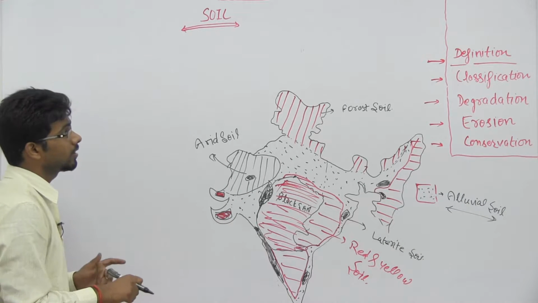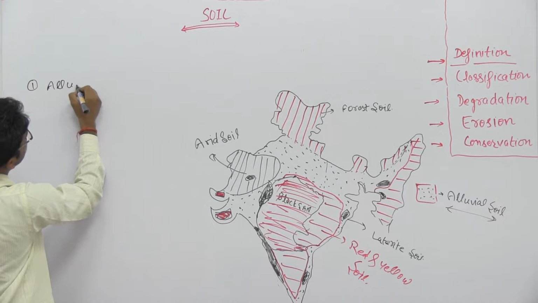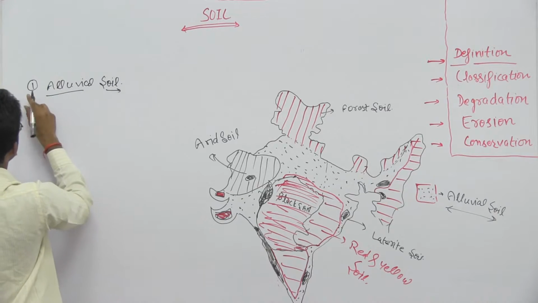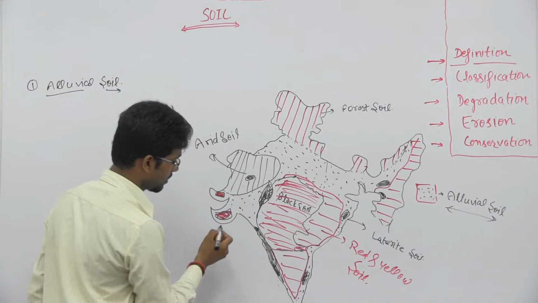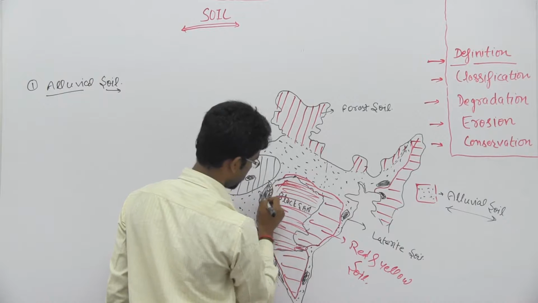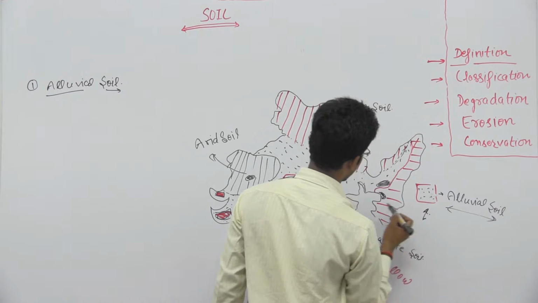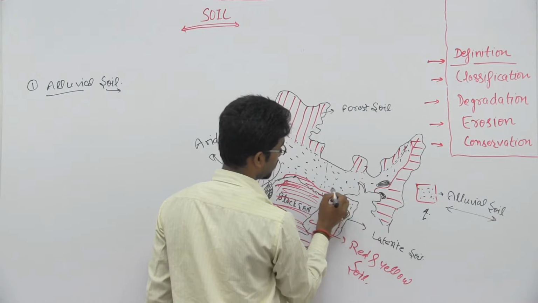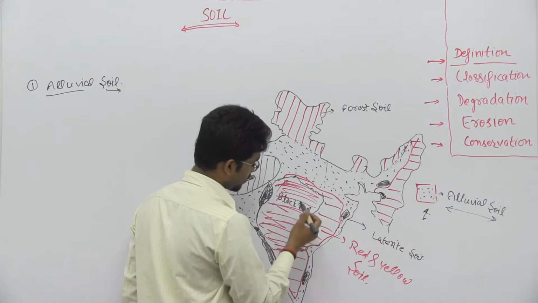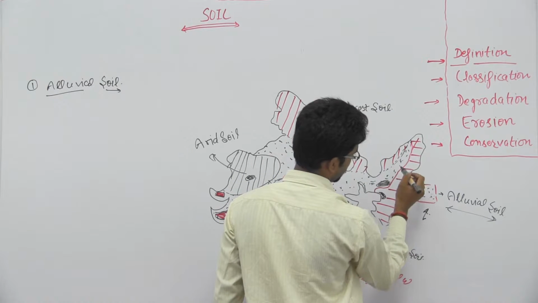Now we will move to the classification and we will see the first soil, that is alluvial soil. So alluvial soil covers most part of India. As you can see, we have already shown you in the map where the alluvial soil is found. In the northern plains, in the eastern side of the Western Ghats, and some part in the Himalayan region.